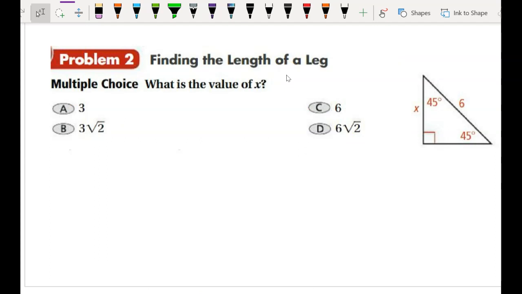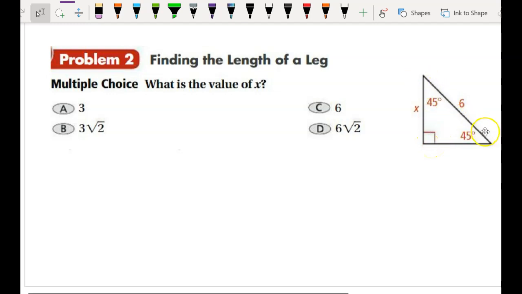Okay, now let's take a look at problem 2, finding the length of the leg. It's a multiple choice question. They want to know what the value of x is. I see that x is a leg, so the number that they've given me is my hypotenuse. I see I've got a 45, 45, 90.